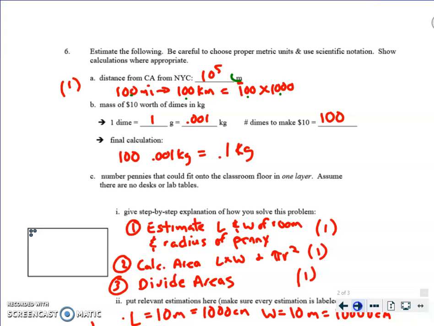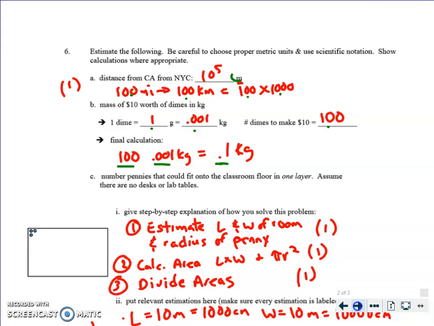Next problem, the mass of $10 worth of dimes in kilograms. This is an old Regents problem. So 1 dime you should know is roughly 1 gram. If you put 2 or 3 grams, that's fine. Convert that to kilograms, you get 0.001, 0.002, whatever. You should also be able to figure out that there are 100 dimes to make $10. So I simply multiply 100 dimes times the mass of 1 dime, and I get 0.1 kilograms.